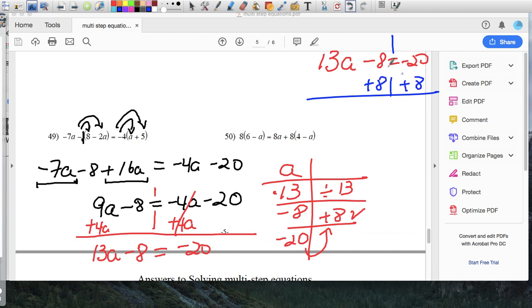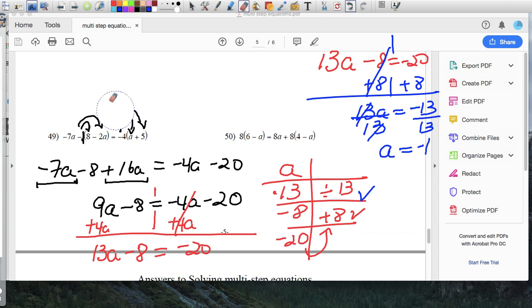Plus 8, plus 8. These two 8's are 0, so 13a comes down. Negative 20 plus 8 is negative 13. Now I have to divide both sides by 13. This becomes 1, or just a. And negative divided by positive is a negative. And 13 divided by 13 is 1. So my answer is a equals negative 1.